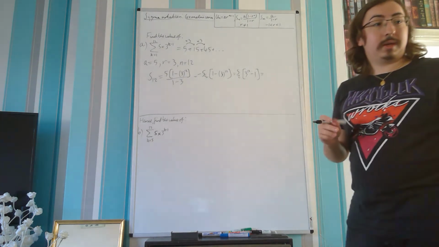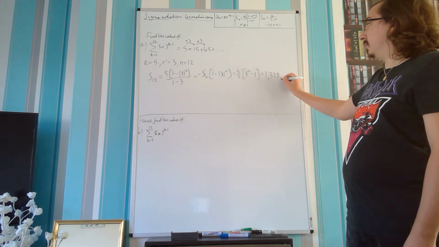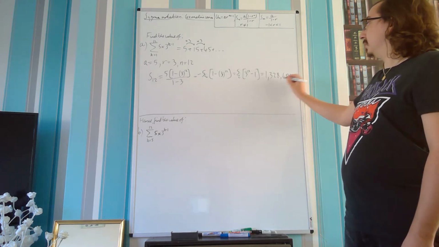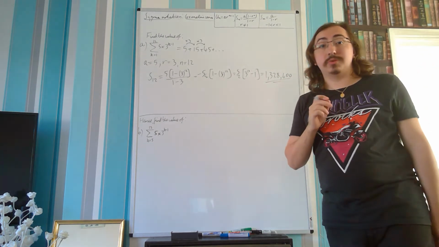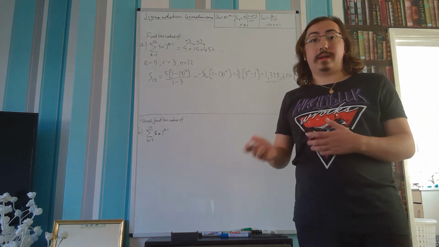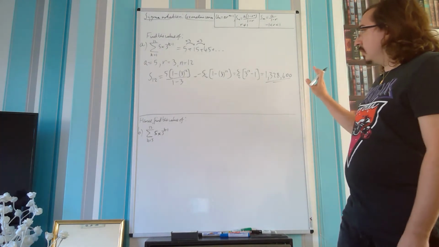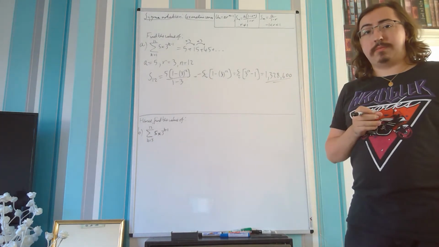This is when you go to your calculator and you end up with 1,328,600. It doesn't take very long for a geometric series to go to quite large terms, especially if you're adding them. So that's our answer for part A.